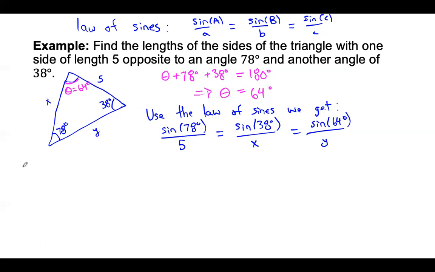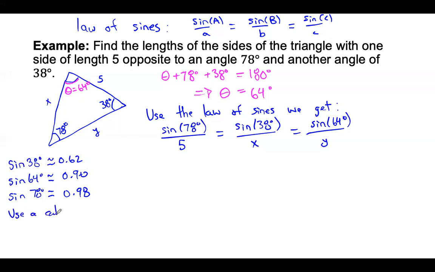To help us, what is the sine of 38 degrees? 0.62, right? And what is the sine of 64? 0.90. Okay. So we basically use a calculator for that. And the last one, sine of 78. That's 0.98. Okay, so use a calculator, obviously, to get those.